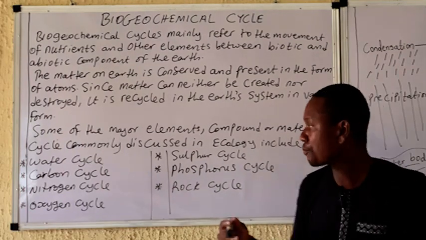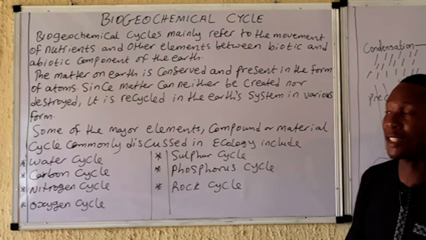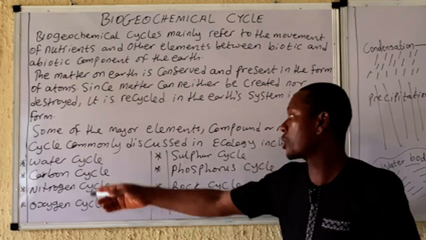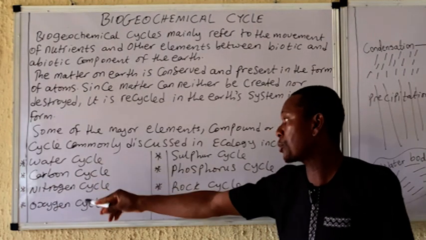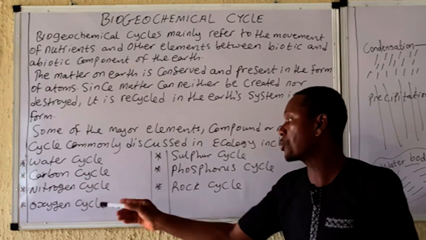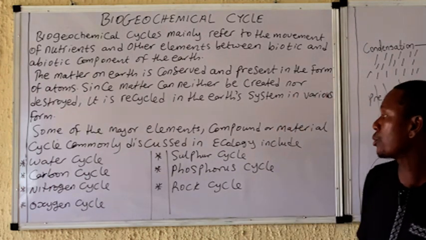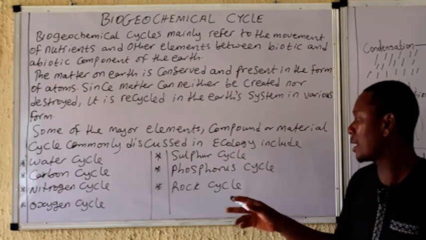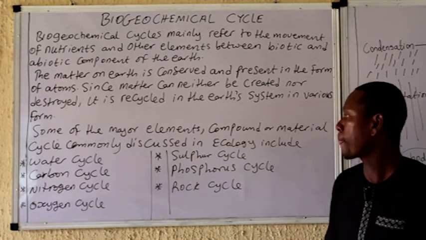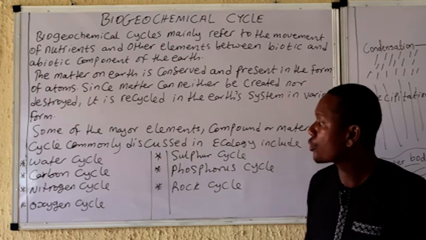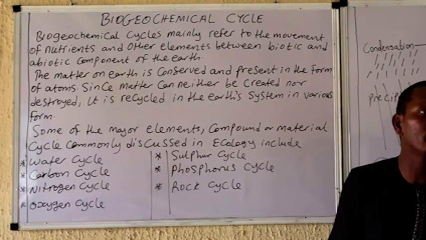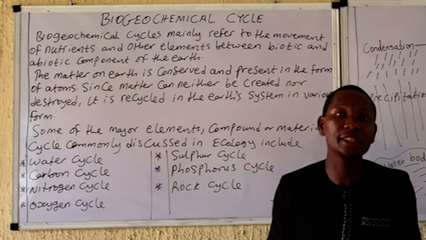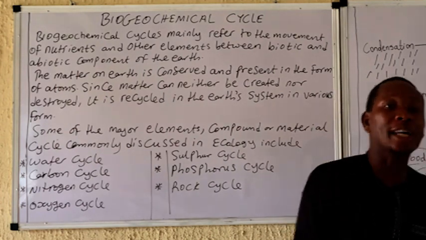There are various elements and substances that are cycled in nature, and they include the water, which forms the water cycle, the carbon cycle, the nitrogen cycle, the oxygen cycle, sulfur cycle, phosphorus, and the rock cycle. We'll discuss some of these cycles, and in part 2 of this video, we'll discuss the remaining cycles. Let's take a look at the water cycle.